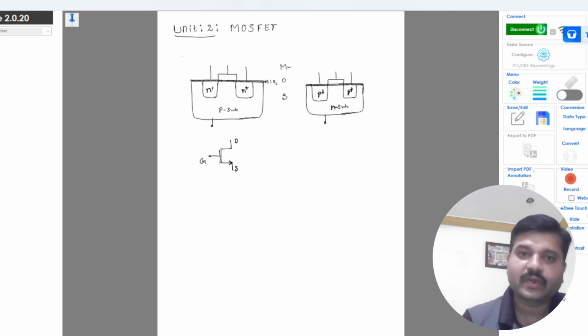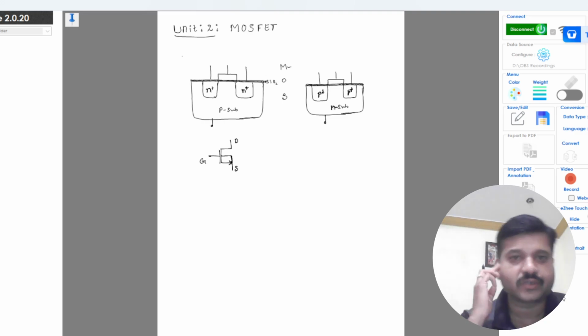So the arrow going outside indicates that the majority charge carriers are electrons and the current flow is due to electrons, and this is the fourth connection, that is the body or the substrate contact, which is connected to the source terminal or to the lower potential for the NMOS device.